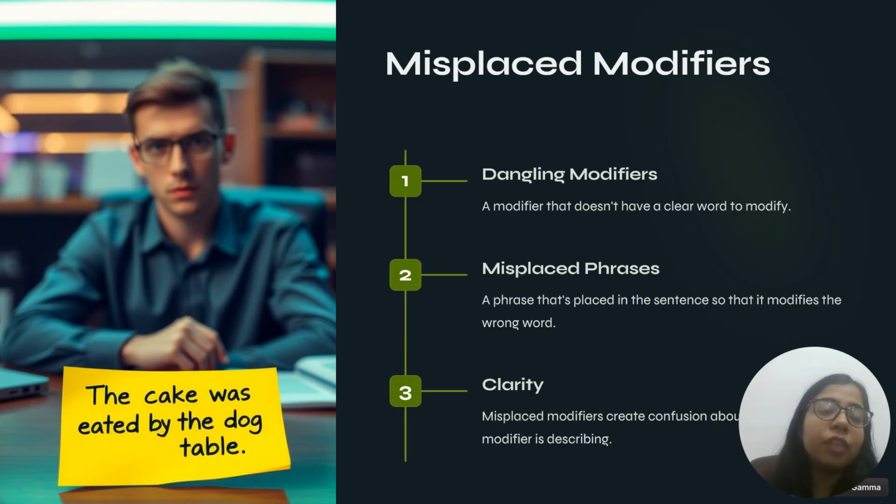Next is a very important thing. It is known as misplaced modifiers. Suppose, see the sentence which is in the picture. The sentence is: the cake was eaten by the dog table. Is this right? No. The sentence structure is completely wrong because the words are placed at the wrong places. Okay. So: the cake on the table was eaten by the dog. This will be the correct form.